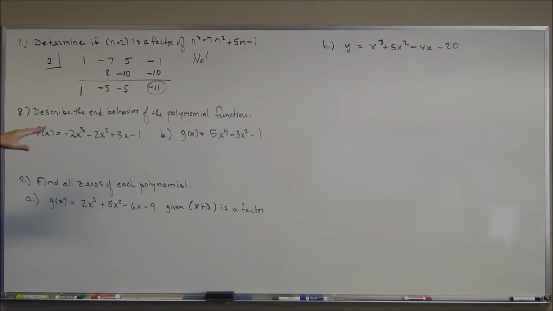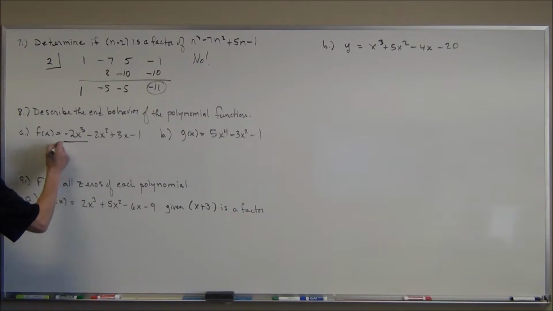Describe the end behavior of the polynomial function. By the way, I forgot to say pause on that one. Hopefully you did and tried it before I worked it out for you. So let's look here. We're going to describe the end behavior. We're going to use the limit notation with the arrows and such. You go ahead and work out both A and B here. I'll pause right now.